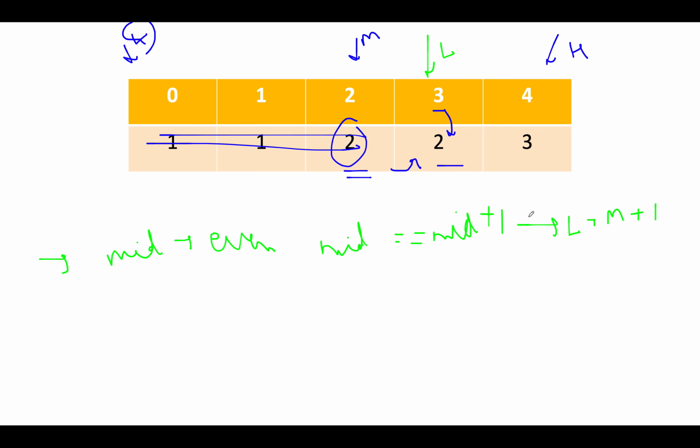Pretty understandable. This is what we observed. Let's again try to do a similar kind of analysis. We have low at 3, we have high at 4. Let's try and calculate the middle pointer. The middle pointer turns out to be 3 plus 4 by 2, which is 3. So mid also points to 3.